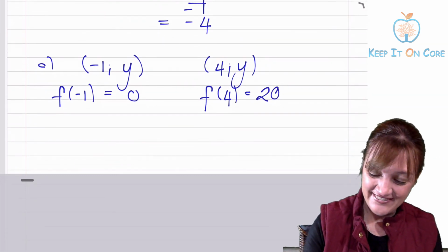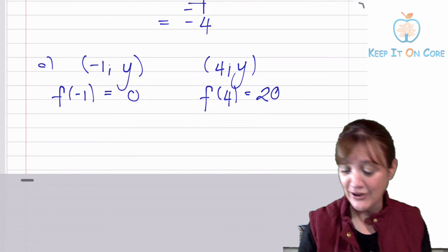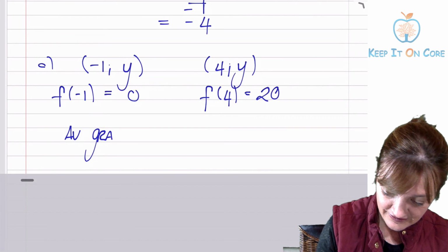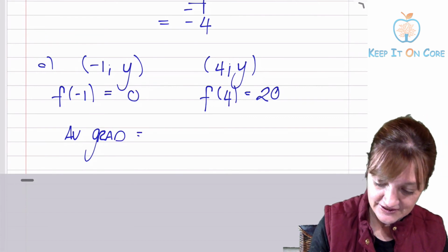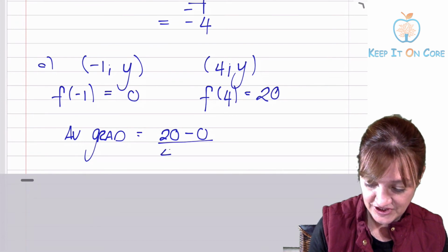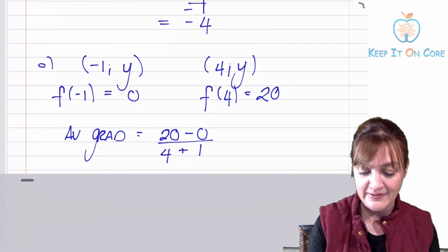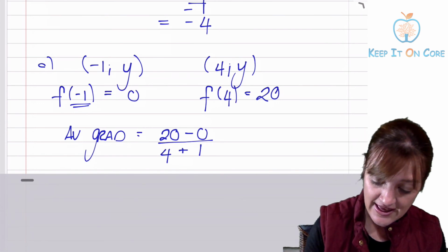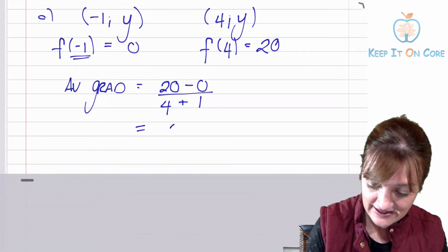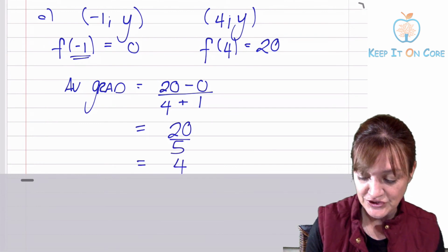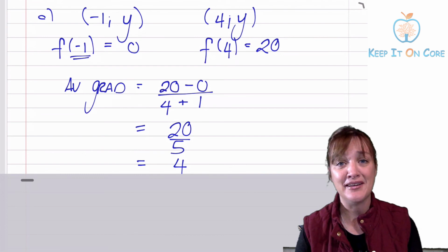Right, so now we take change in y over change in x. Let's get our gradient. Average gradient is going to be change in y's over change in x. That becomes a plus because obviously minusing a negative will become positive. And that is getting us to 20 over 5, which simplifies to 4. So that also worked out to be a gradient of 4.